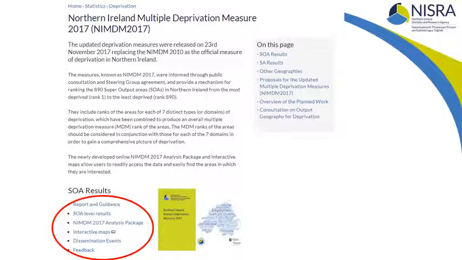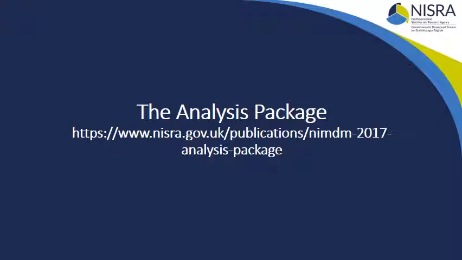Scrolling down the page, you will see a picture of the deprivation booklet and alongside a section on SOA level results. This is where you can access the results, as well as the analysis package and interactive maps, which I will now talk you through. The first thing I'm going to talk to you about is the analysis package. This is an Excel spreadsheet which will allow you to quickly access data on the most deprived areas in each domain.